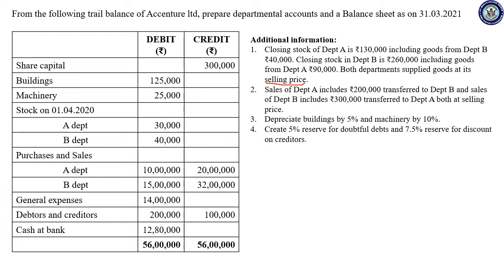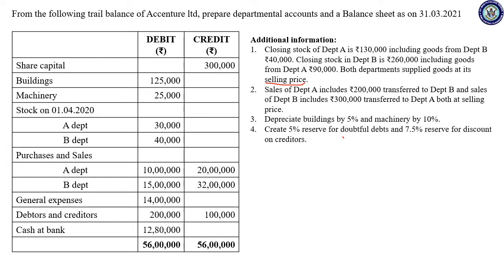But they have transferred at the selling price, means you have to adjust the reserve, that is you have to adjust the profit. So you have to prepare a general P&L account. Second adjustment, sale of department A includes 2 lakh transfer to department B, and sale of department B includes 3 lakh transfer to department A, both at selling price. Again, it's at the selling price. Depreciate machinery by 5% and building by 10%. Create 5% reserve for doubtful debts and 7.5% reserve for discount on creditors.